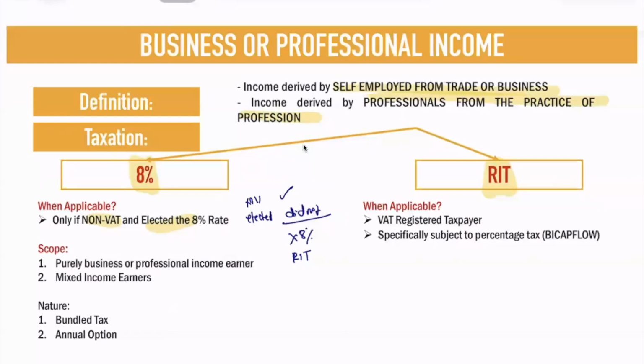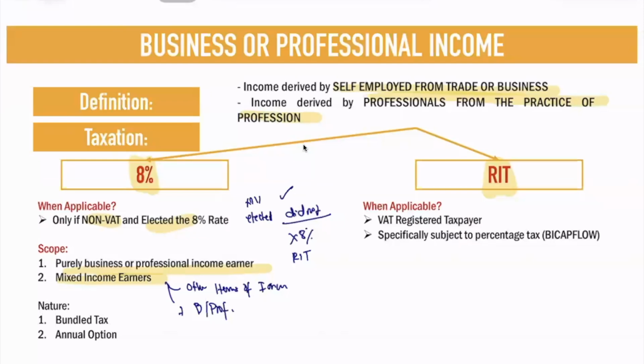So if you are non-VAT only and you elected the 8% rate, then you will use this one. What is the scope? It only applies to purely business or professional income earner and mixed income earner. What is a mixed income earner? So you have your other items of income, plus you have income from business or profession.